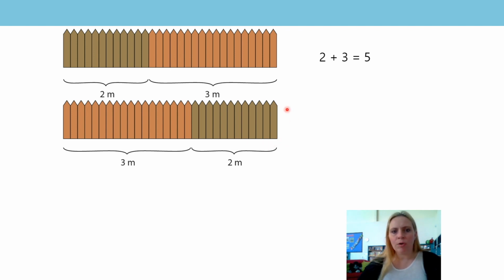Here I've got my 2 meters. But that was my first section of fence in the first fence. 2 meters, 2 meters. Remember that M stands for meters. And here on my first fence I had my 3 meters, but it's first in my second fence, so I'll change the order of them in the equation as well. But hey, the sum has remained the same, but this time I have 3 plus 2 equals 5.